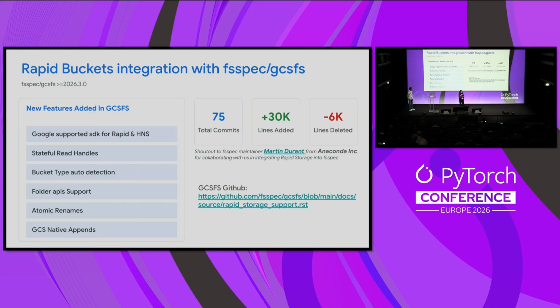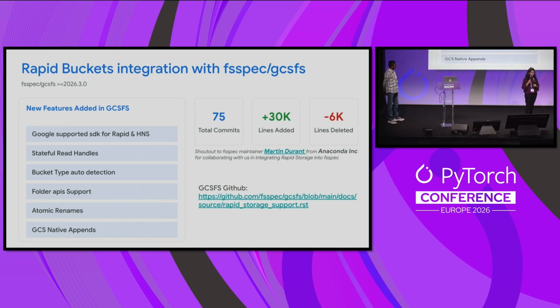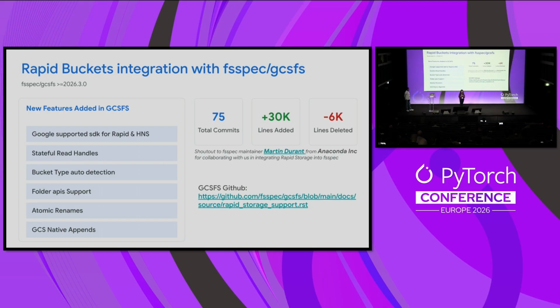To add all these features into GCS, we contributed to the open source repository of GCSFS. We contributed almost 30K lines to add all these features. A huge shout out to Martin, who is the main maintainer for fsspec from Anaconda, and he has been very helpful and collaborative with us during this whole effort. You can check out all the features, including all the benchmarks comparing standard bucket and rapid bucket, on the GitHub repository. The numbers, the documentation, and all the features are in the open source repository.